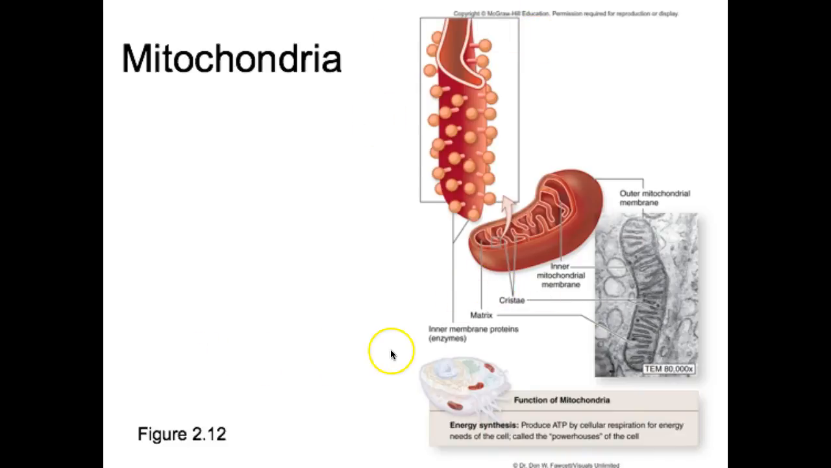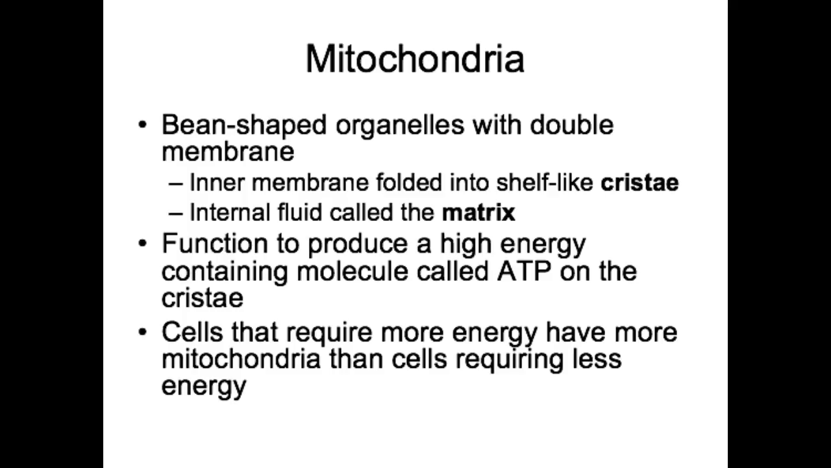Anything that requires energy, such as moving ions against a gradient, for example, is going to utilize ATP created by mitochondria. They have a double membrane, an inner membrane folded into cristae. The fluid inside of this is called the matrix. High yield ATP creation, and you will find more mitochondria in cells that require more energy compared to cells that do not require as much energy.